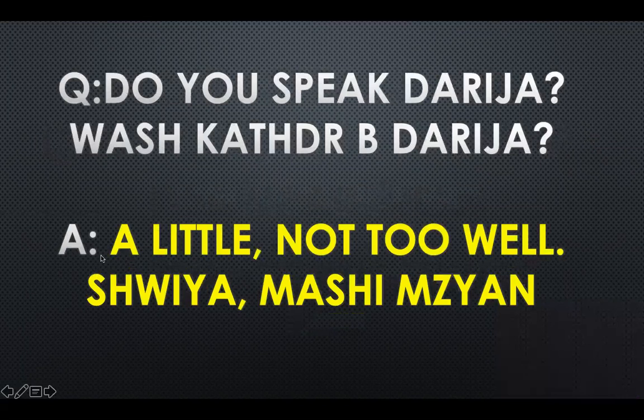So the first one is واش كتهدر بالدارجة. This means: واش is "do you", كتهدر is "speak", بالدارجة is "with Darija", Moroccan Arabic. If you are talking to a girl, you would say katihadri. You would add an I at the end. Let's repeat the sentence.